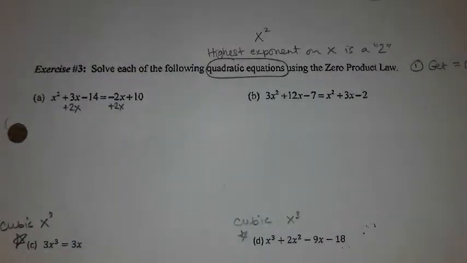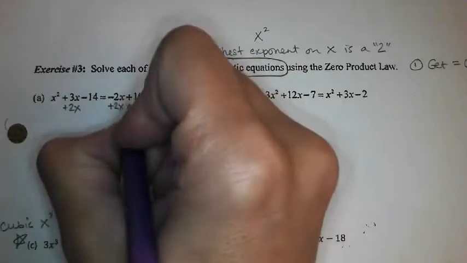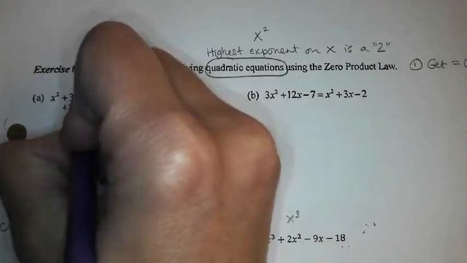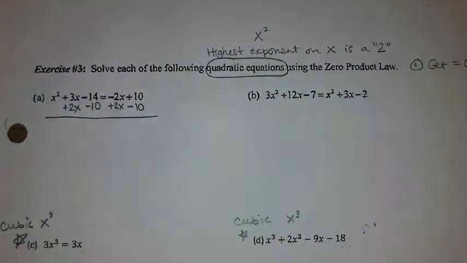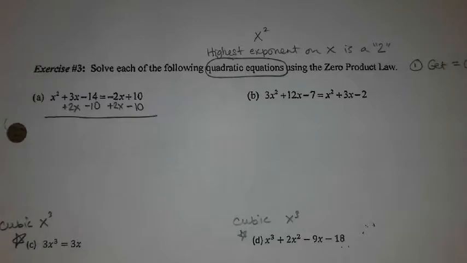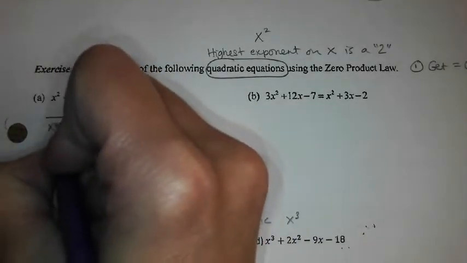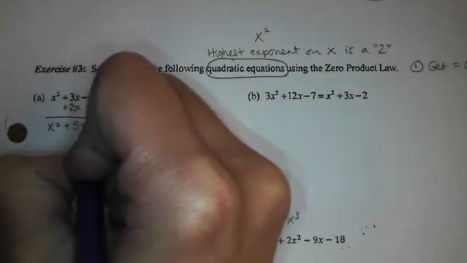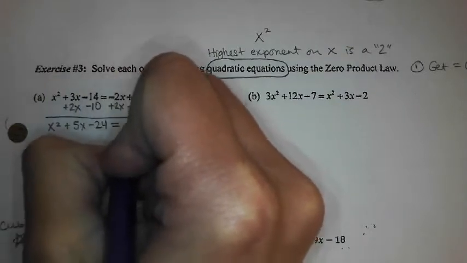Again, that whole concept of as long as we add the same thing or do the same thing to both sides of the equation, they still have to be equal. I want to get rid of this plus 10, so I'm going to subtract 10, and I'm going to do it to both sides so that the two sides remain equal. So with that, we have x squared plus 5x minus 24 equals 0.